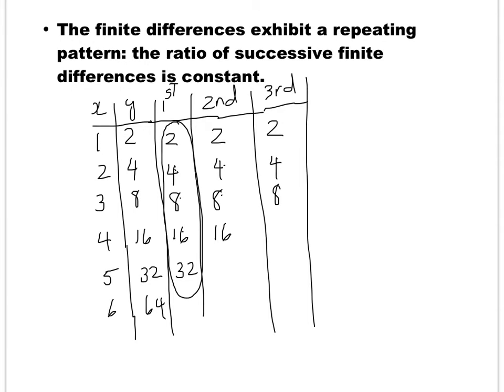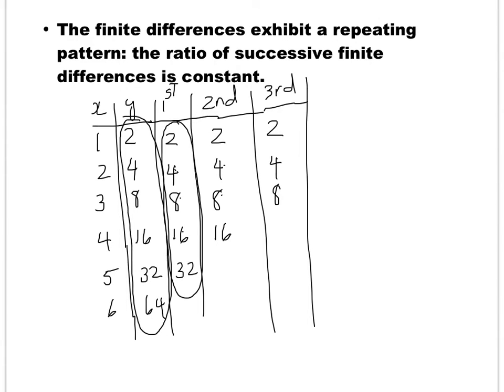And also if you go and look at the column representing y, you can see 4 divided by 2 gives you 2, 8 divided by 4 gives you 2, and so forth. All of them are 2. This shows you the repeating pattern. The ratio of successive finite differences, either first, second, or third, is a constant, and that constant in this example is 2.